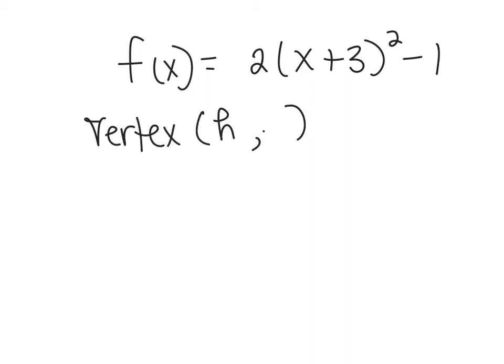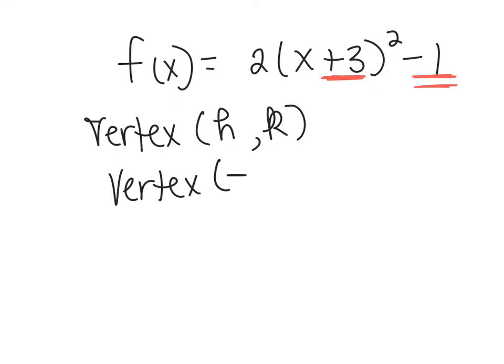So the vertex is going to be h comma k. Our h is going to go with our horizontal shift, and our k is going to go with our vertical shift. So the actual vertex here, the horizontal is going to be opposite. So instead of +3, it's -3. And the vertical stays the same, so that's -1. So voila, there is the vertex.